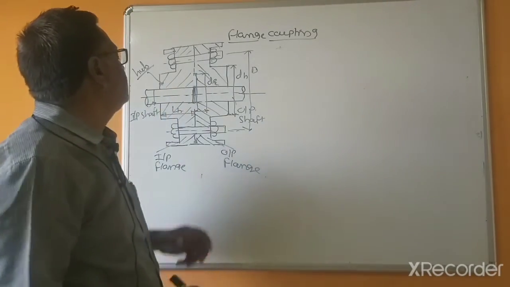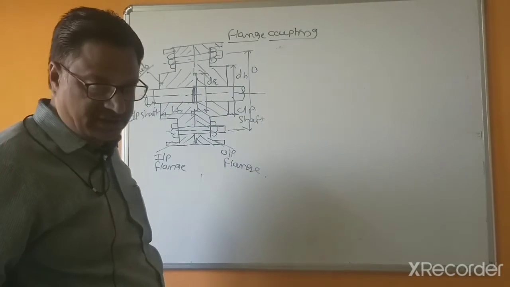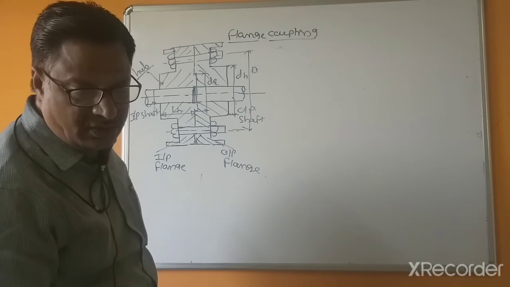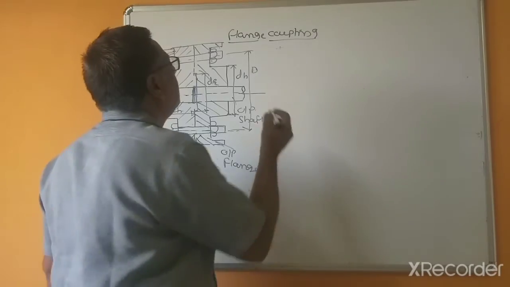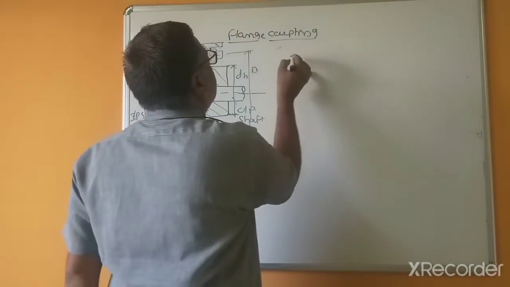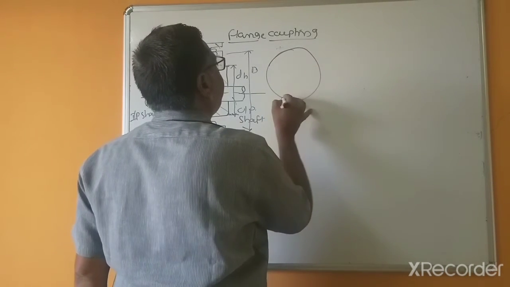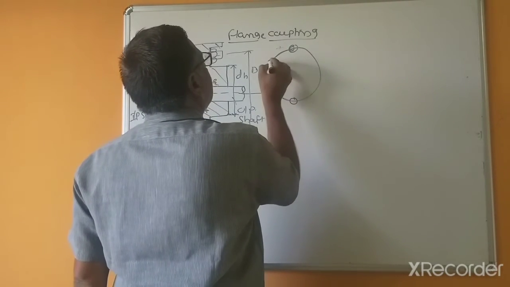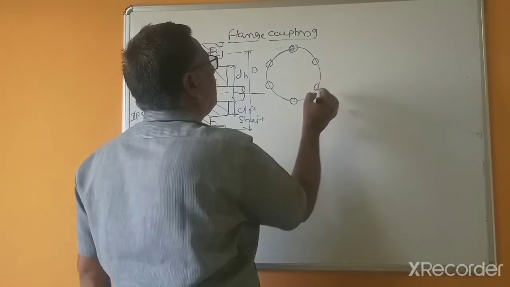In this case, the chances of failure of the bolts are because of the direct shear stress. Suppose the total number of bolts is 6, and this is the pitch circle diameter. 1 bolt, 2 bolt, third bolt, fourth bolt, fifth bolt and sixth bolt.